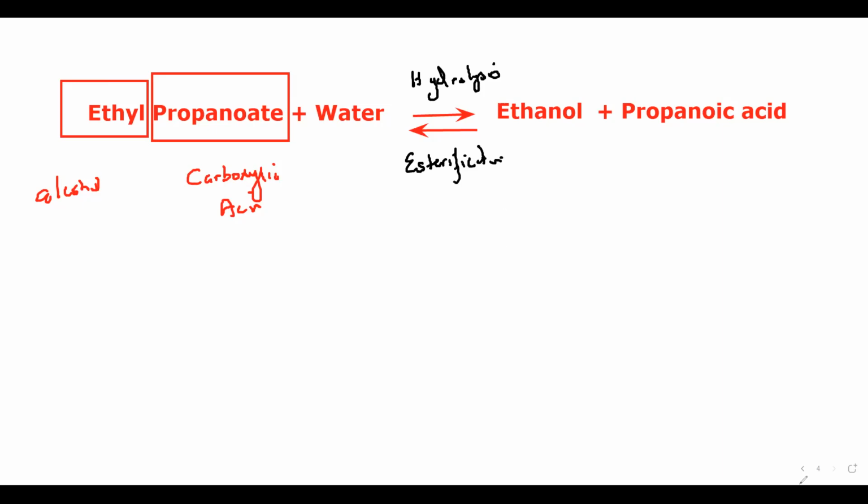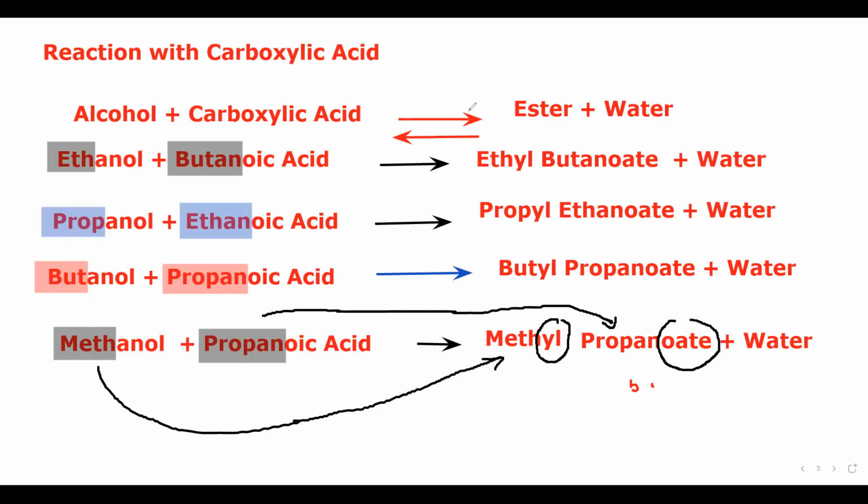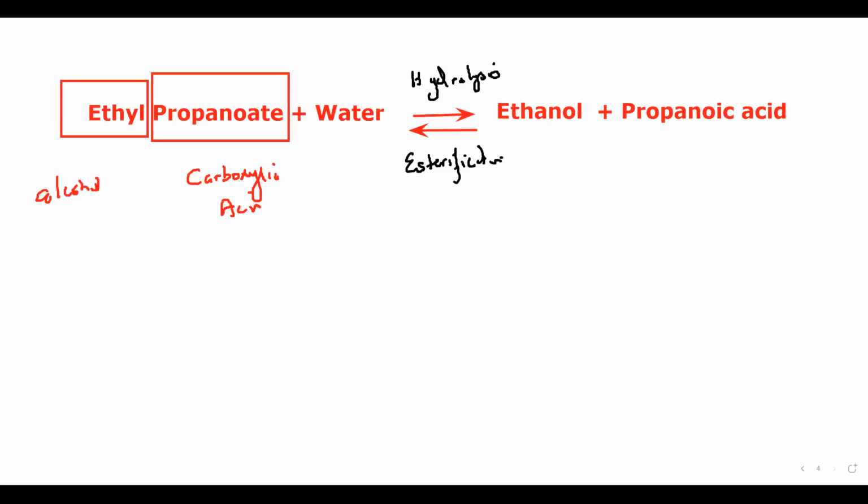So all the examples which I gave previously were esterification because alcohol and carboxylic acid react. Then how to draw the structure of ester? Sometimes you have to draw the structure, they ask. So how can we draw the structure of ester?